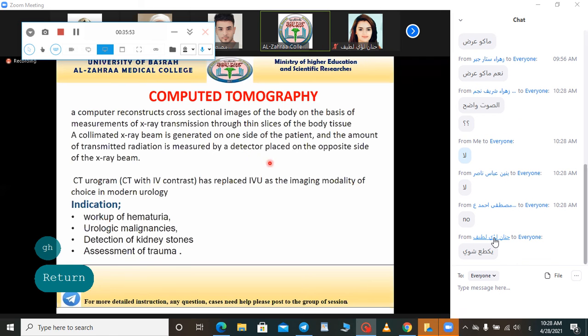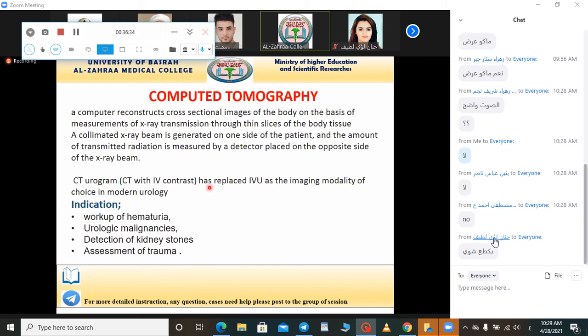And this detector transmits the X-ray beam to a computer, and this computer, by special software, converts these slices to an image. So this is CT, either used alone or with the aid of contrast, and this is called CT urogram. If we use contrast with a CT, we call it CT urogram. CT urogram replaces any other imaging modality, especially IVU, and becomes the imaging modality in modern urology.